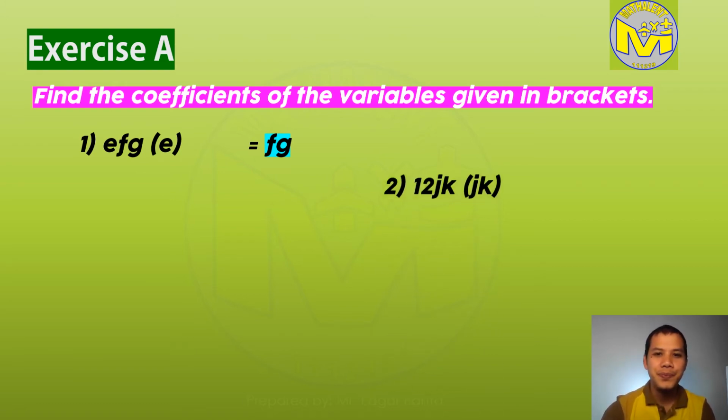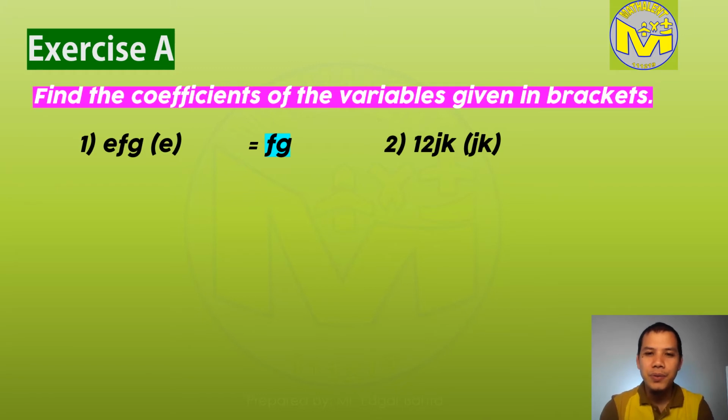Number two, the 12JK, JK is in the bracket. Wait, let me show you the pointer. All right, JK is in the bracket. So what is left? What do you think is the coefficient of JK? Very easy. It is 15. All right.